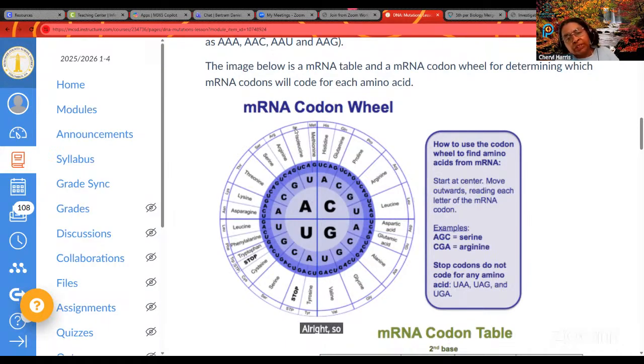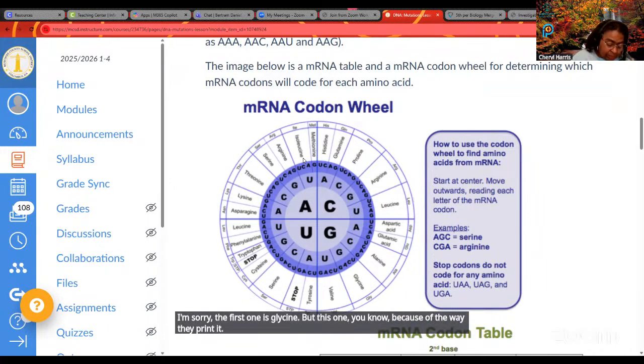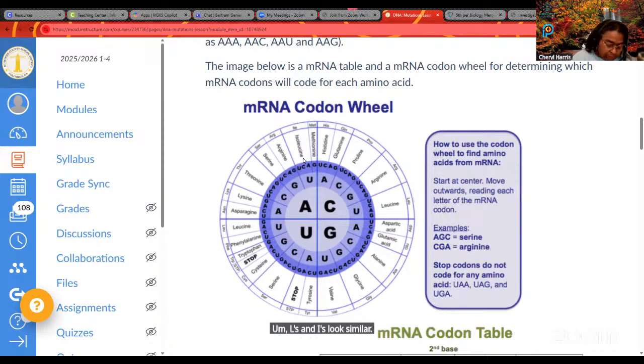All right, so that's actually ILE for that first one. ILE. So that's isoleucine. Wait, the first one is ILE. No, the first one was GLY. Oh, I thought... it's because you said the first one. Yeah, I'm sorry. The first one is glycine. But this one, because of the way they printed, L's and I's look similar. So the first is it's ILE, which is isoleucine.